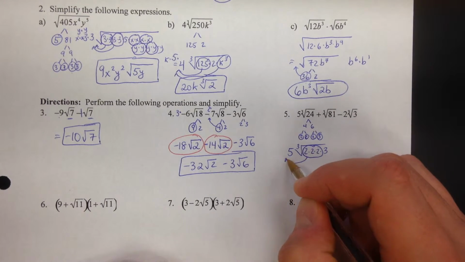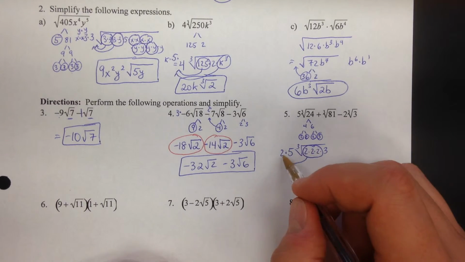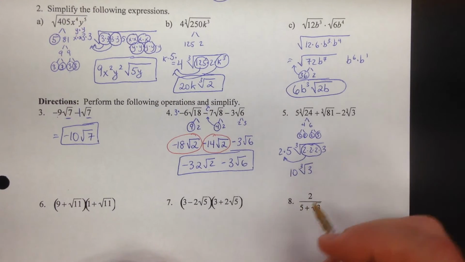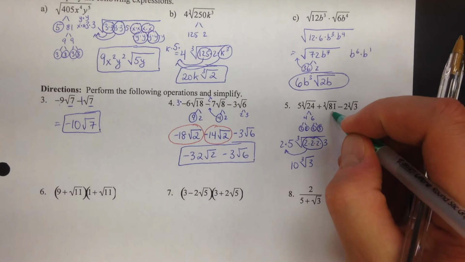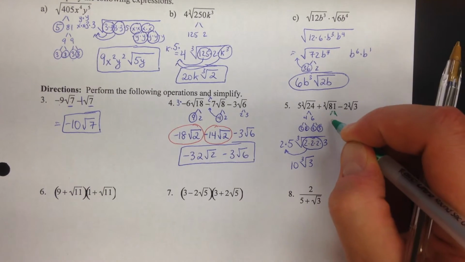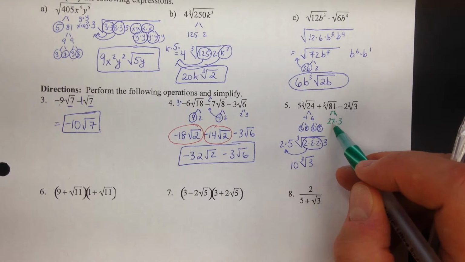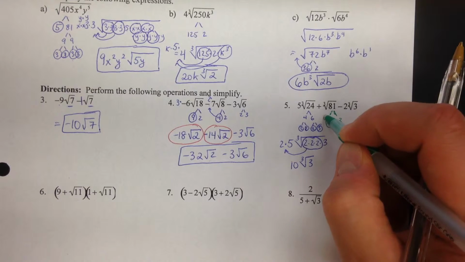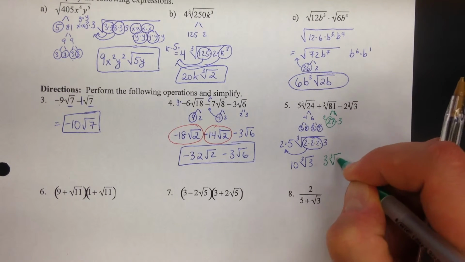Let's pull it out. That's really 8. Cube root of 8 is 2. So 2 times 5 is 10, cube root 3. And then over here, now I know that 81 is actually 27 times 3. 27 is a perfect cube. The cube root of 27 is a 3. So I'm going to pull that out, and what I get is 3 cube root 3.